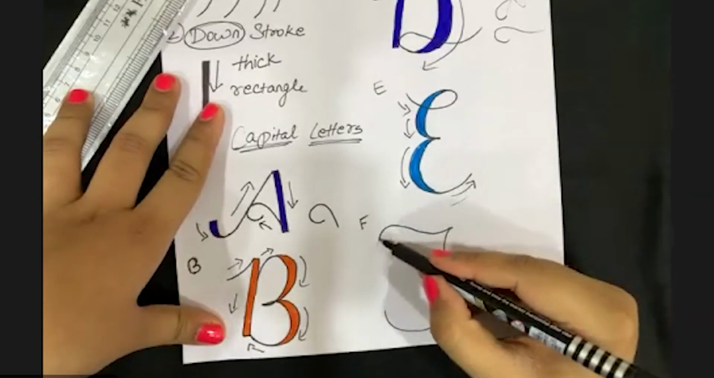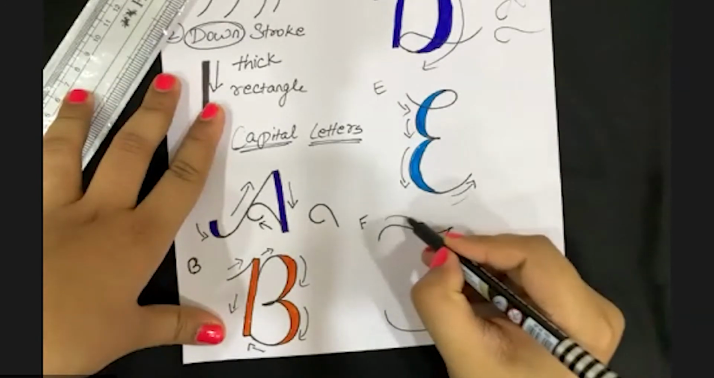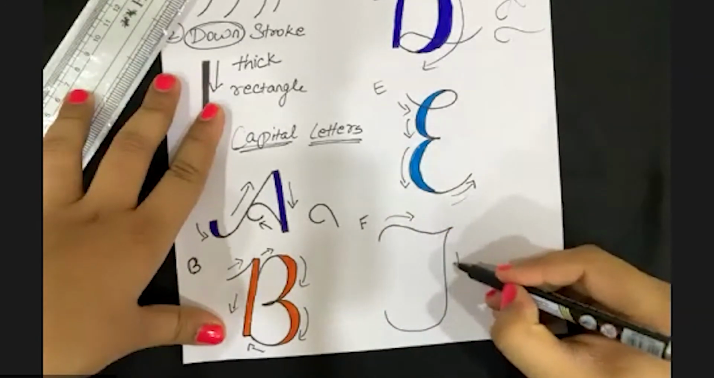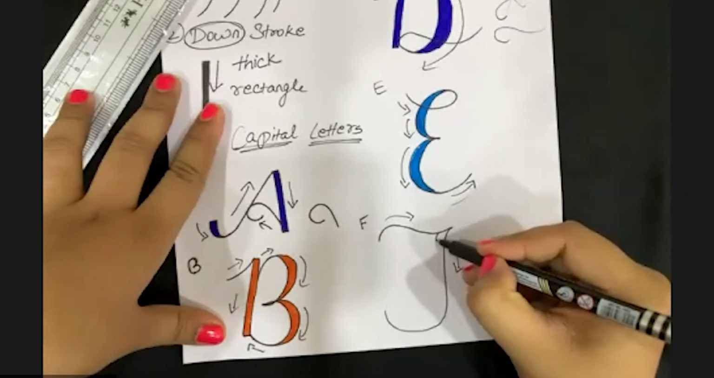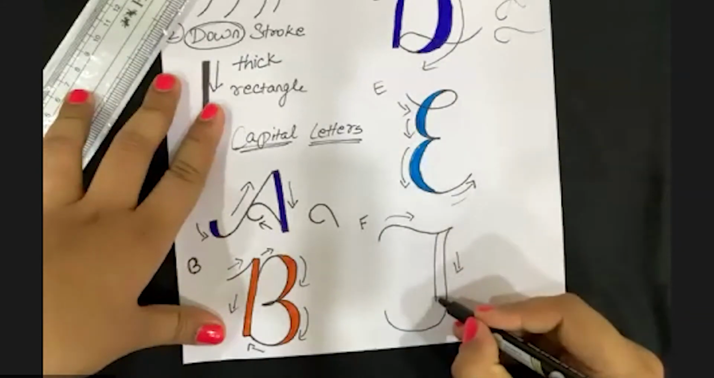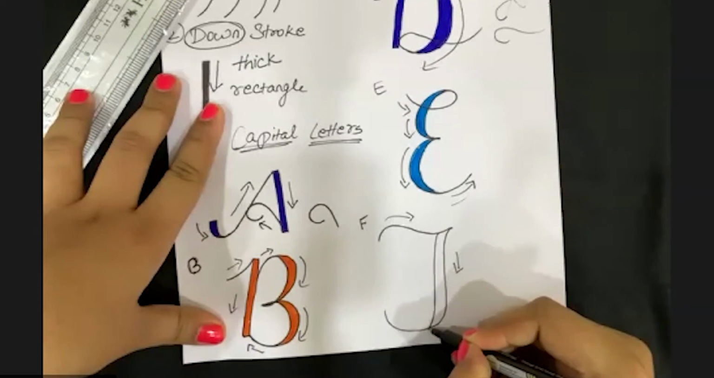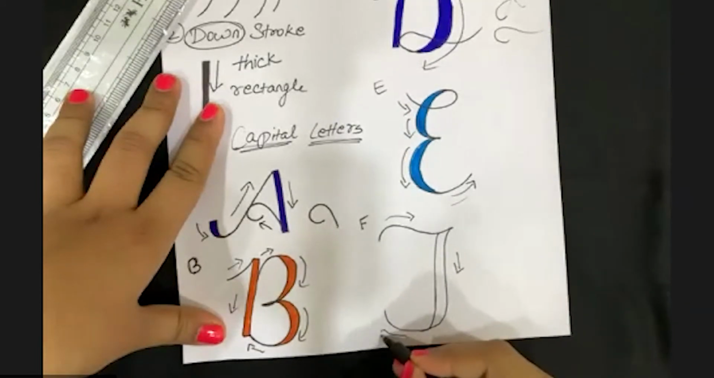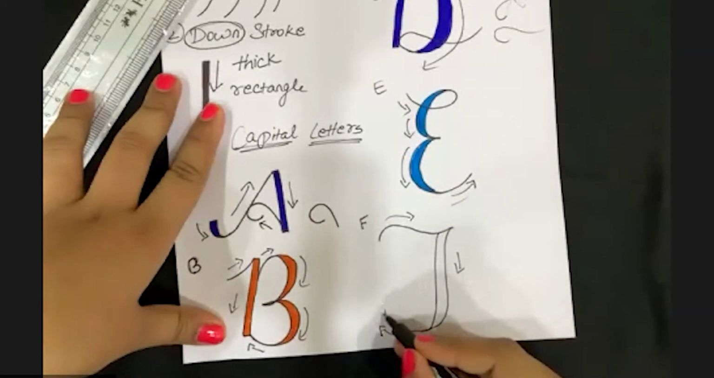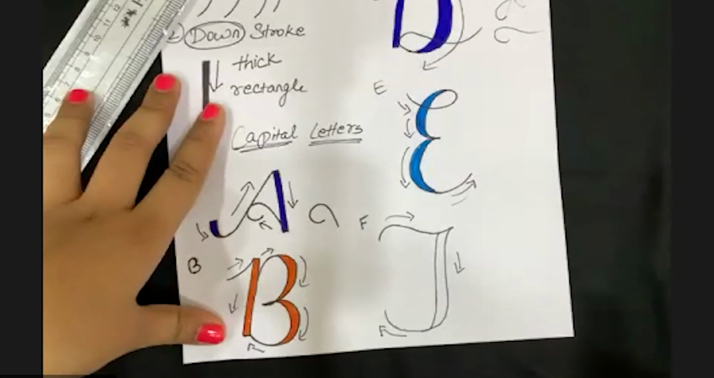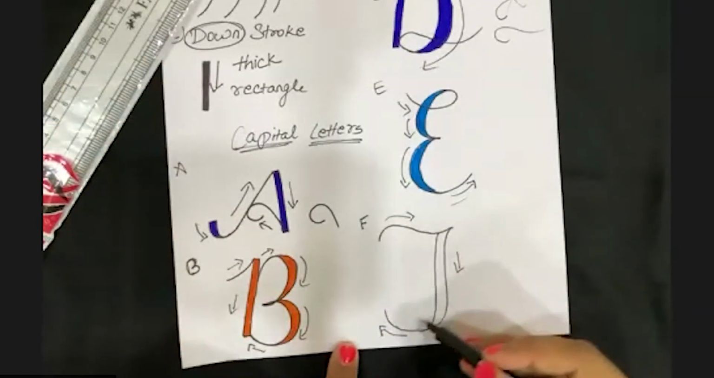So this is my upstroke, so this is going to be thin. This is my downstroke, so I am going to make it thick. And again, this is my upstroke, so I am merging it with my upstroke. So yes, this is my letter F.